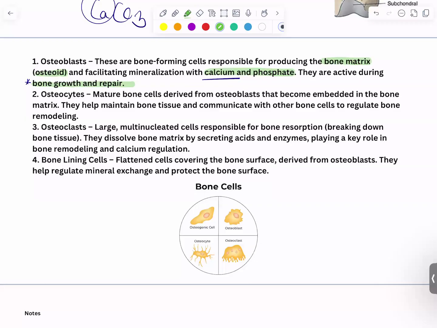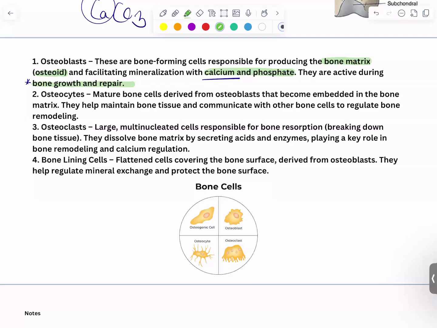Osteocyte is the mature type of osteoblast, and they are located in the bone matrix. They are the main type in the bone tissue. I mean, they occupy the space and they communicate with each other. They are not responsible for producing the matrix, but they are responsible for regulating bone remodeling. That's an important thing. But again, for formation of the bone matrix, the active cell is the osteoblast.